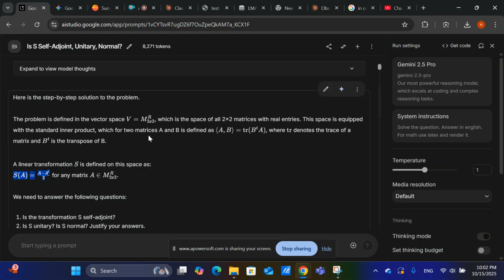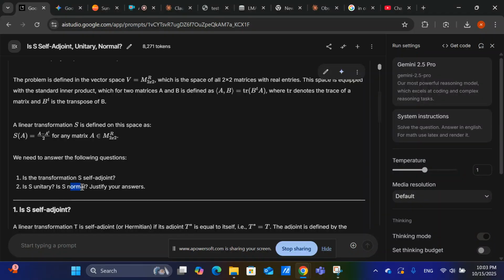We are working on the space of the matrices over the real numbers. We define the inner product of matrices by the trace of the transpose of B times A. And we are looking at the transformation S(A), which equals (A minus A transpose) divided by 2 for any A in our space. Now, is this S transformation self-adjoint? Is it unitary? Is it normal?